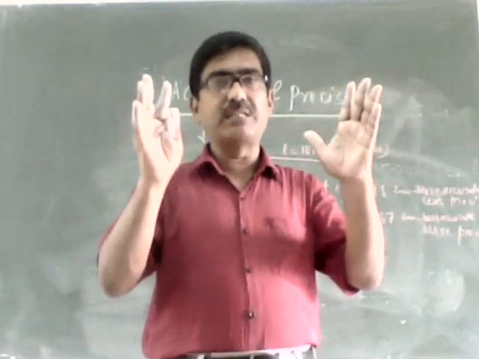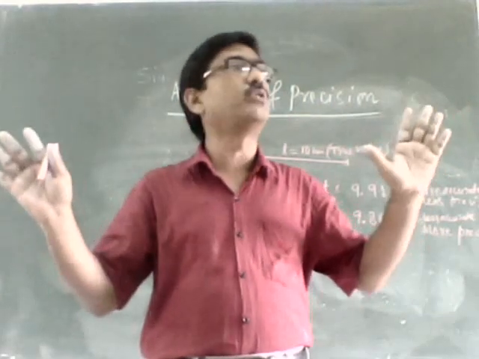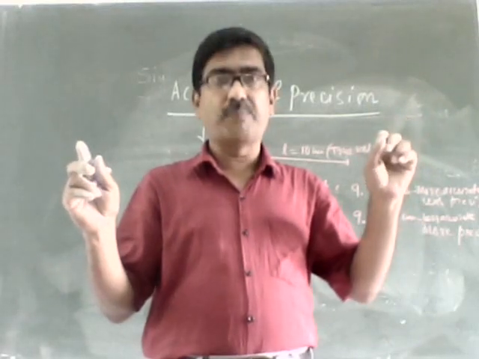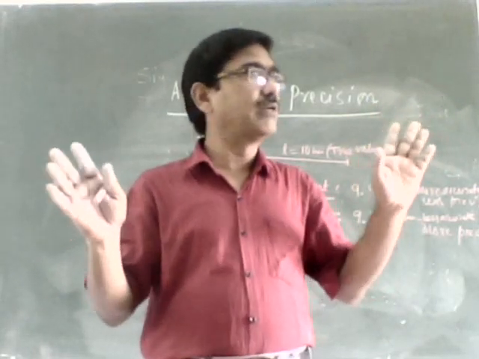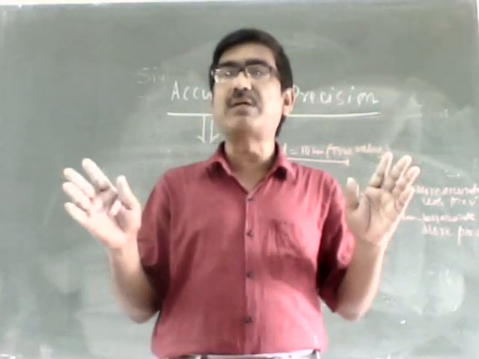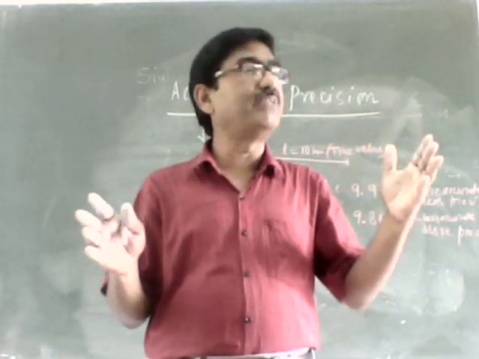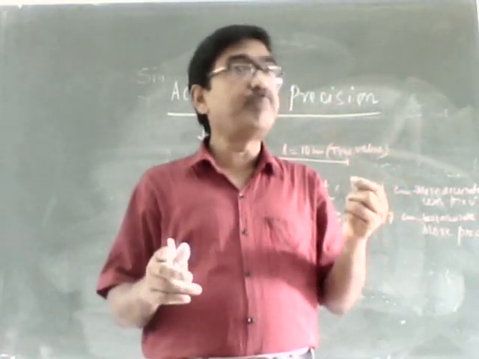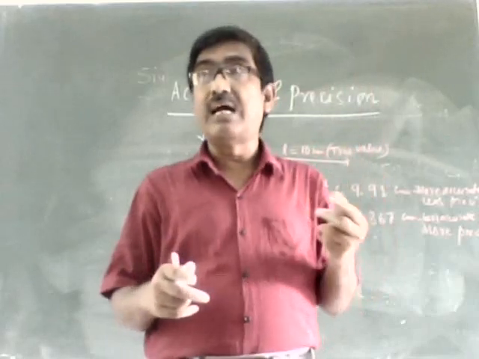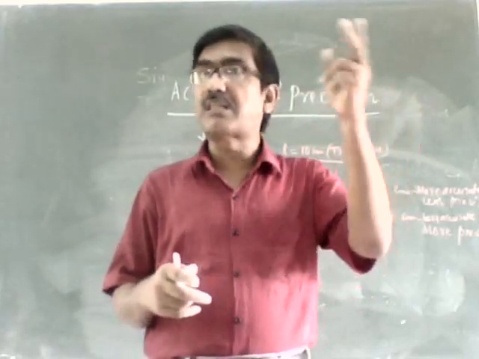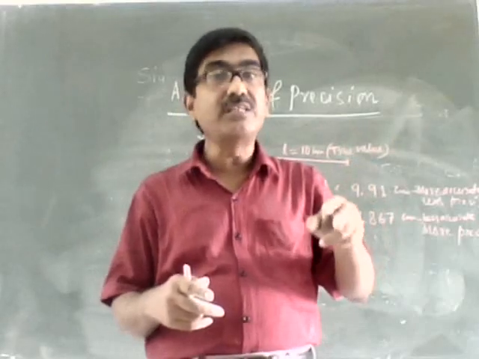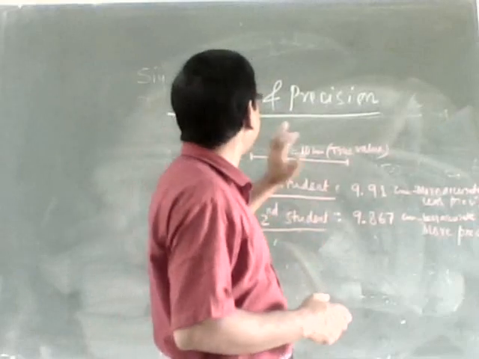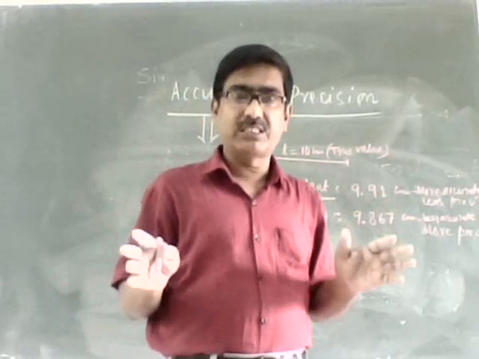So what is the basic difference between accuracy and precision? Accuracy means closeness of the measured value to the true value. Precision means up to what limit a physical quantity is measured. If one student measured 1 digit after the decimal, another 2 digits, and another 3 digits, then the third student is more precise, because he measured 3 digits after the decimal. So this is the basic difference between accuracy and precision.